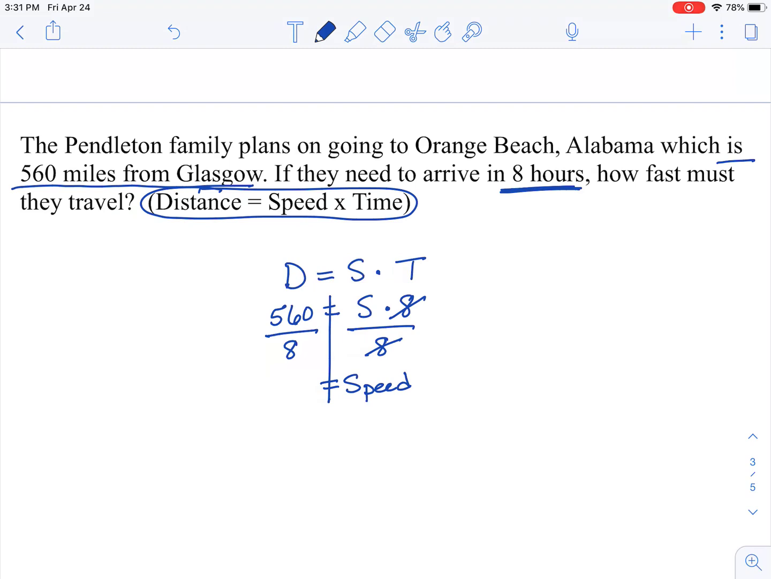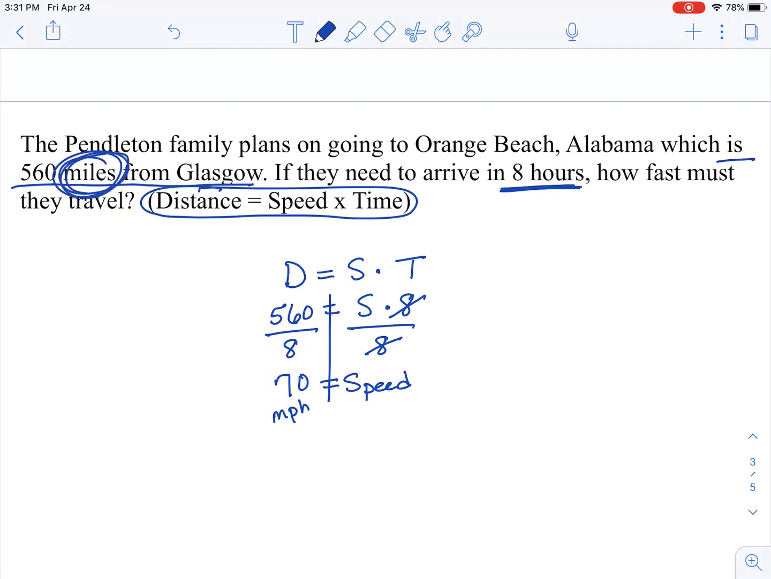And 560 divided by 8 is 70. So I'm going to go 70 miles per hour. And I know it's miles per hour because the distance was in miles and the time was in hours. So the speed would be miles per hour.